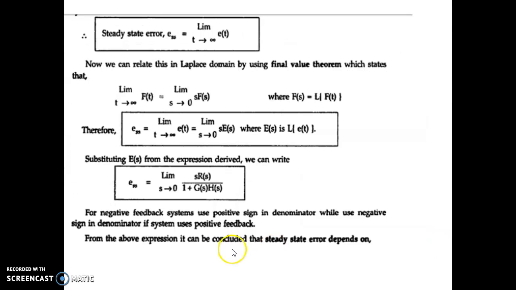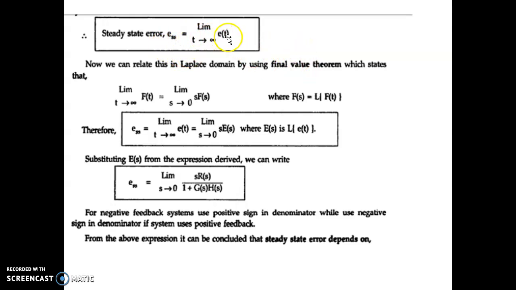Next, we shall move on to the steady state errors. The error which occurs during the constant time period is called the steady state error. This steady state error is represented mathematically as e_ss equal to limit t tends to infinity of e(t), where e(t) is the error signal with respect to time t.